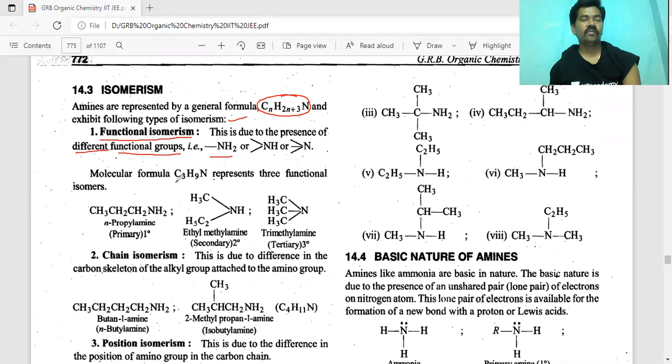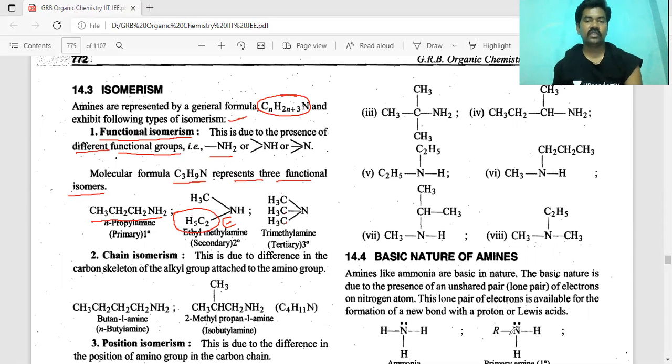So the molecular formula C3H9N represents three functional isomers. One is propyl, N-propyl amine. Then this is ethyl methyl. According to the IUPAC system, E will be first in alphabetical order, so ethyl methyl amine. These two are different functional groups. Now these three are the same, but three alkyl groups are present. So this is called functional isomerism. Trimethyl amine, a tertiary amine. This is called functional isomerism.